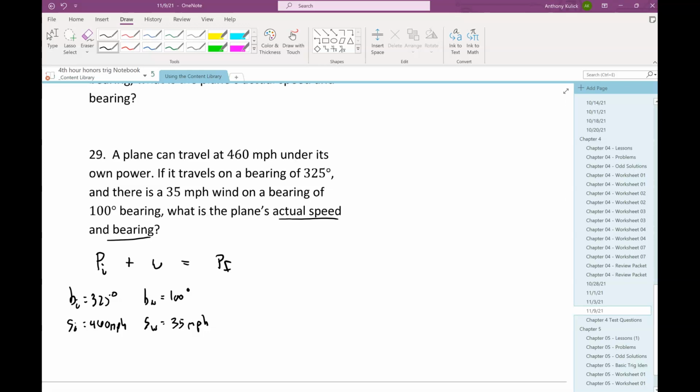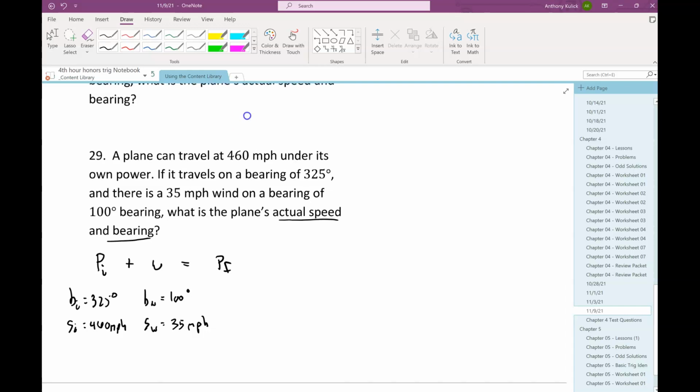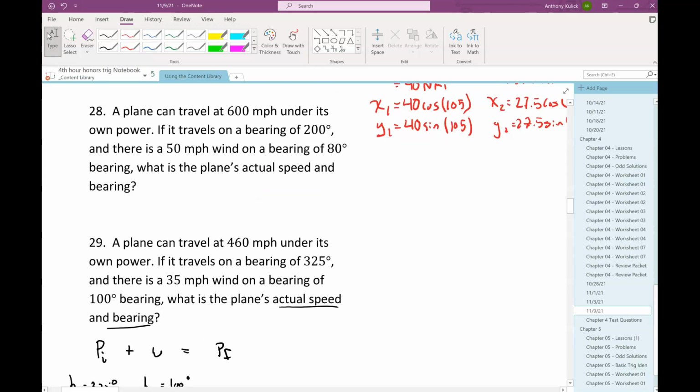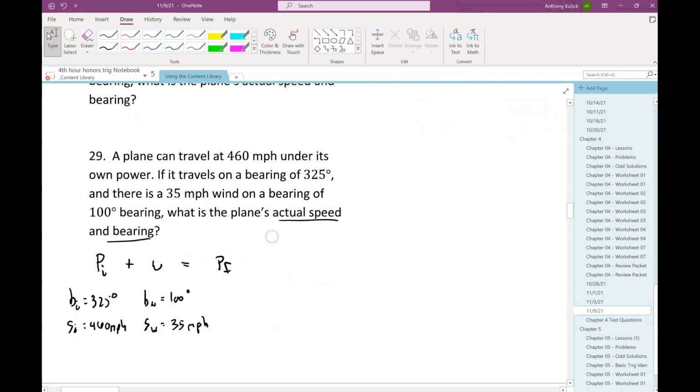Looking at it again, you're right. Yeah. Again, sometimes it's just making sure you're really careful, read things, and make sure we're understanding what's going on. I think that both 28 and 29 are addition problems from the read of things.